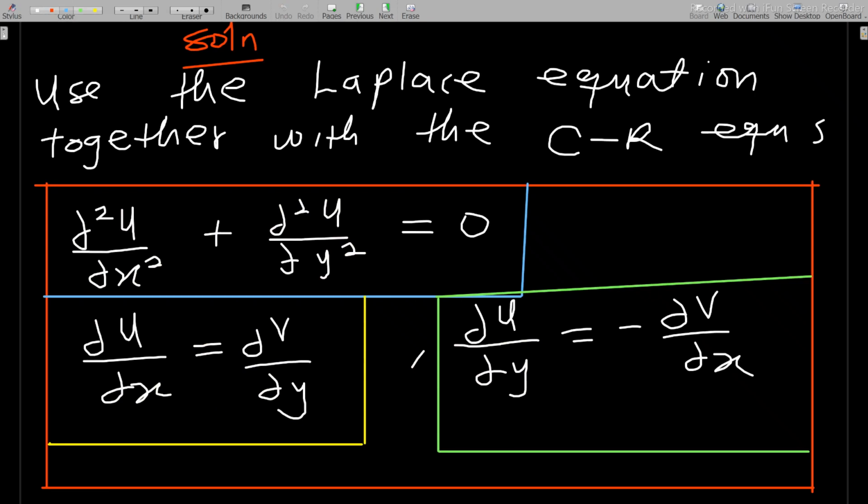That is this one, del squared u del x squared plus del squared u del y squared equals 0, meaning the second partial derivatives of the given function with respect to the individual variables. When you sum them and get 0, it means that the function is harmonic. Then you use the CR equation, that is the Cauchy-Riemann equation, to solve for the harmonic conjugate. So it's a 2-in-1 work here. All right, let's move on to the first one.